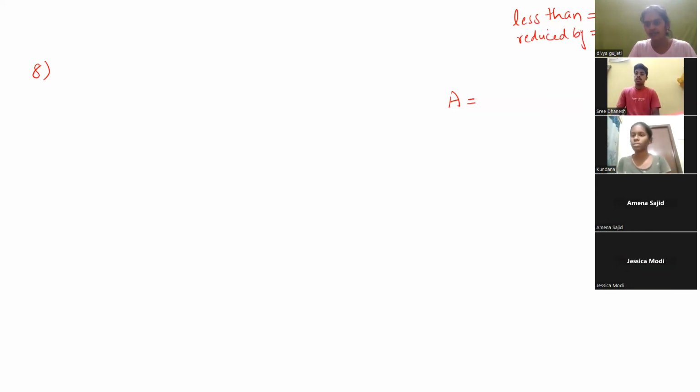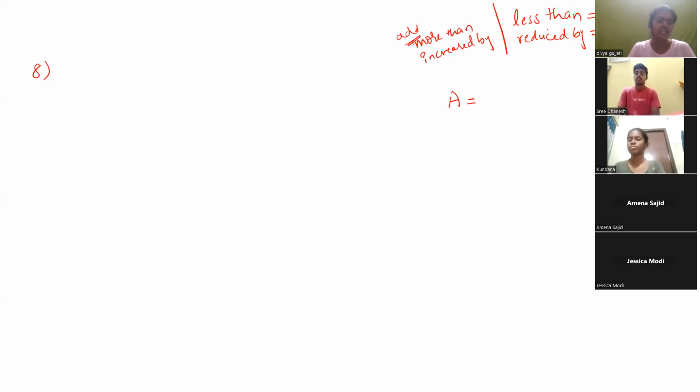Only Kundana has done. The area of a rectangle gets reduced by 80 square units. So what are they saying? Firstly, I'll tell you the rough. Less than means subtraction. Reduced by means also subtraction. More than means addition. Increased by means addition. So whenever you see these words, you should be able to understand.